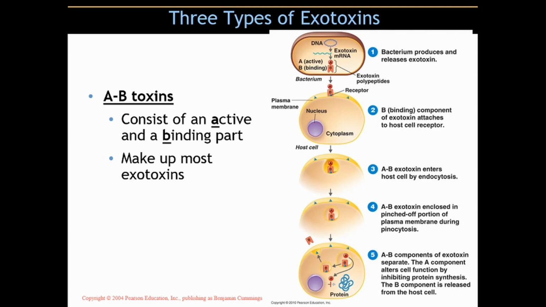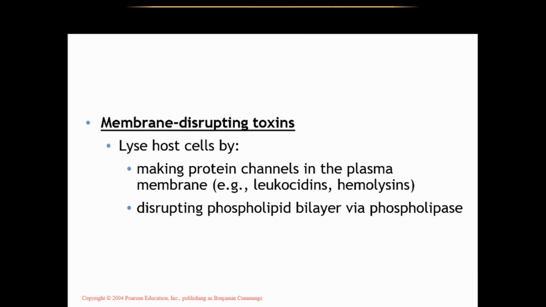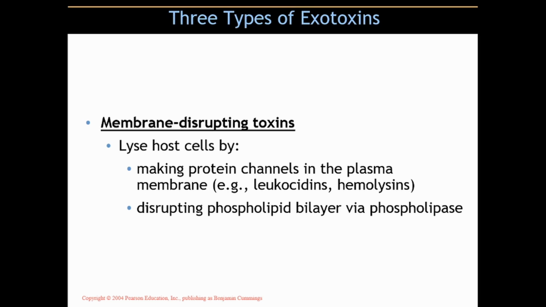But anyway, there's two parts, and that's why they're called AB, because of the active and binding part. And most exotoxins fall into this category. Second type would be membrane disrupting toxins. They do exactly what their name says. They disrupt the membrane and then they lyse the host cell.